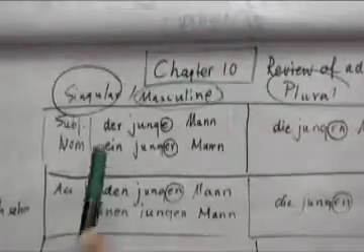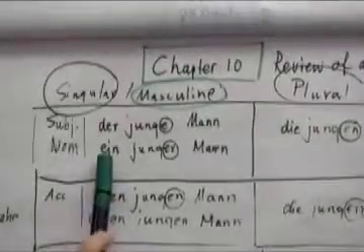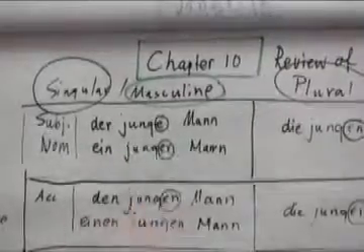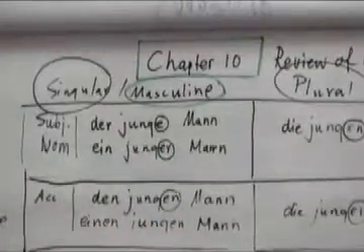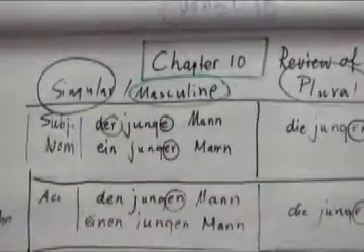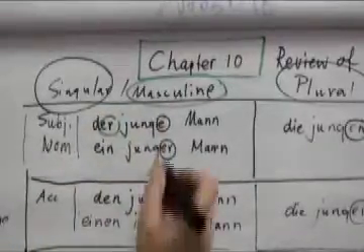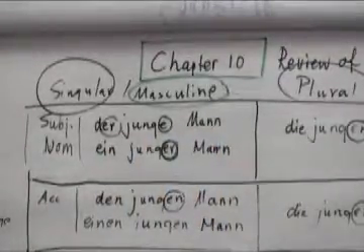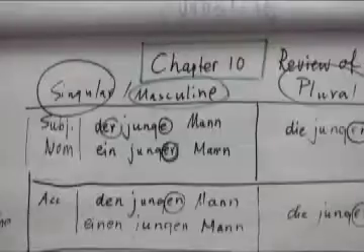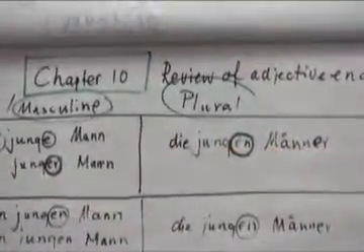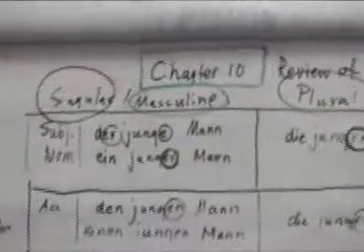If we use an ein word, der changes to ein. Ein junger Mann, so we have to add an ER. We borrow the ER from the der word because ein doesn't tell us whether it's masculine or neuter, okay? So ein junger Mann. If we do the plural of the nominative or the subject, it becomes die jungen Männer, en ending.